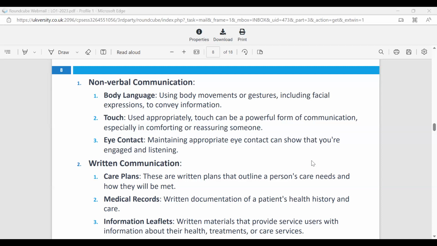Another form of non-verbal communication is eye contact. Maintaining appropriate eye contact can show that you're engaging and listening. Okay, so if you're talking to someone and you've got eye contact with that person, does that person feel like you are listening to them? Yes. Meaning you are listening to them and you are with them.